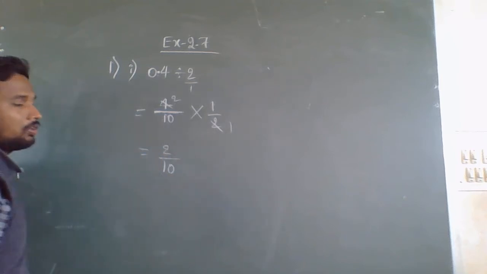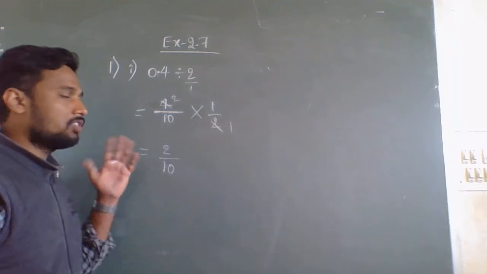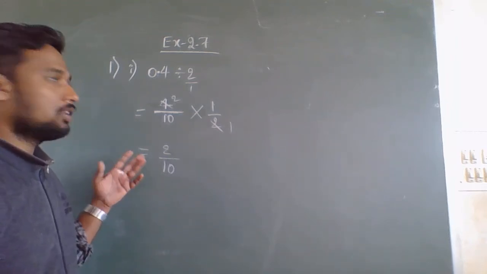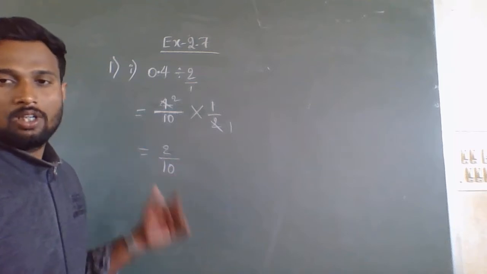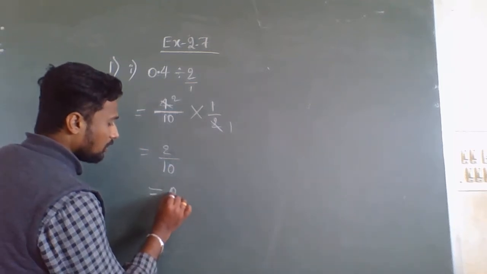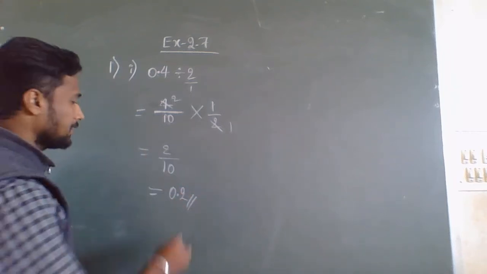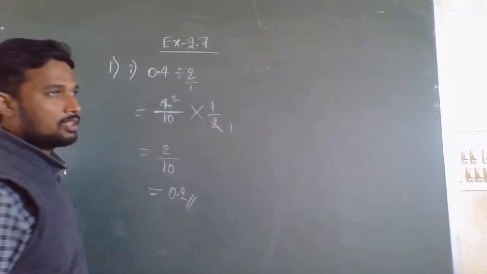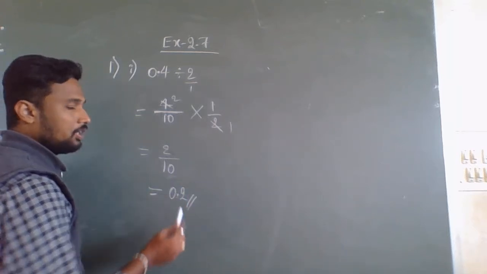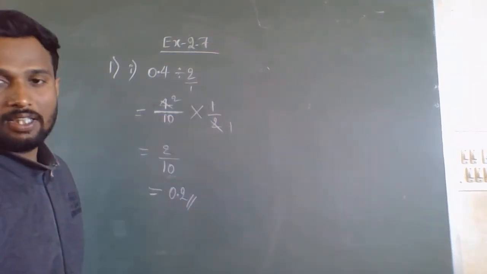So what we got now? 2 divided by 10. So now we should convert this 2 divided by 10 to decimal number. So now how to convert this? I will write it as 0.2, because you can see here in 10 how many zeros are there? Only one zero is there. So after decimal point only I should get one digit. So 0.2 is the final answer.